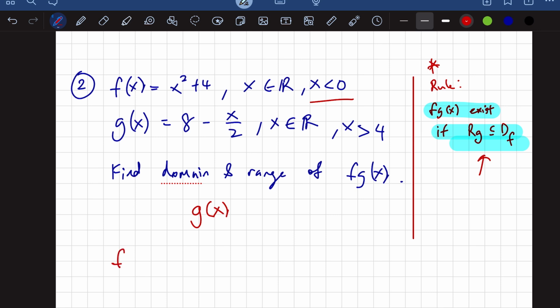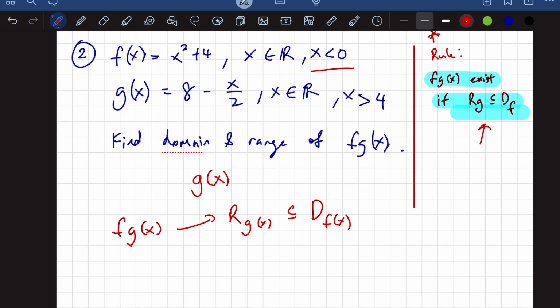Now, for f(g(x)) to exist or to be valid, the output, the range of your g(x), must be a subset of the domain of your f(x). Must be a domain of your f(x). Okay? And since your domain is actually x is less than 0, this is the overriding condition for the domain of f(x). It has to be less than 0. So which means that your range of g(x) has to be less than 0.